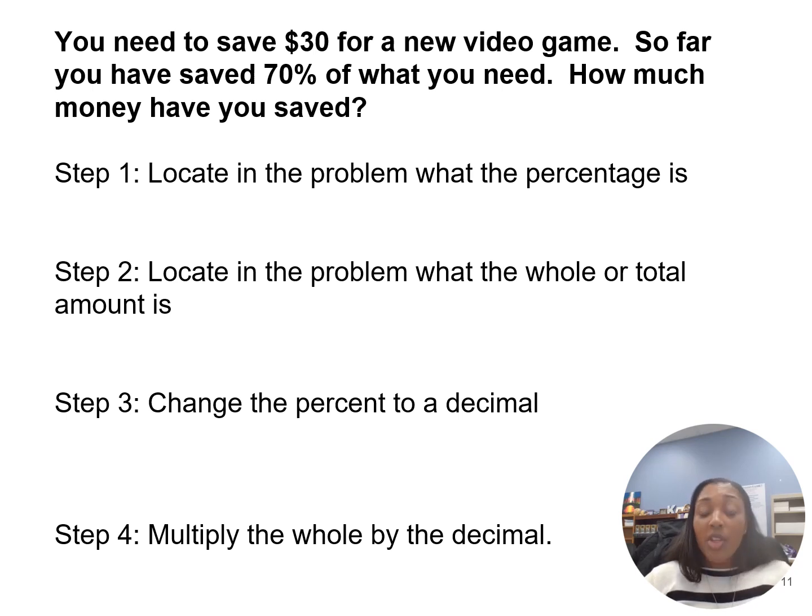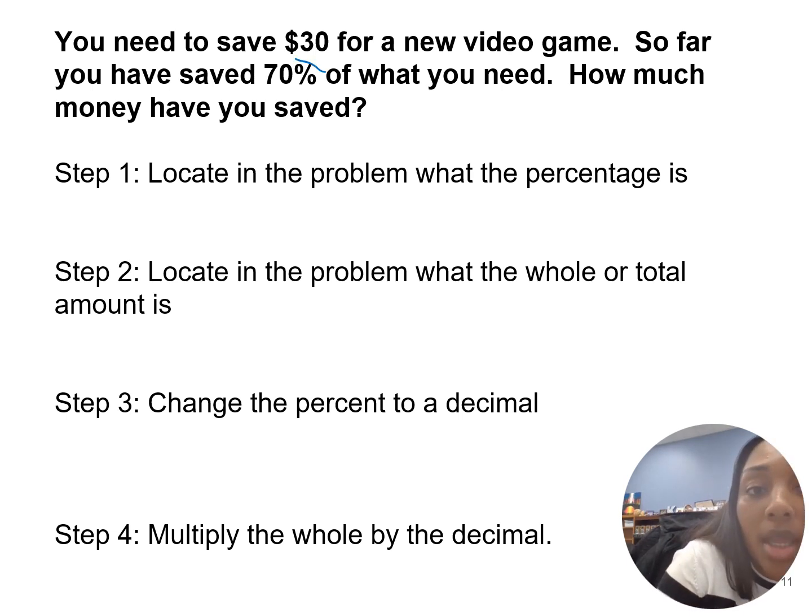All right, so hopefully you had time to work on that problem. So let's do it together so you can check your work. So you need to save $30 for a new video game. So far, you saved 70% of what you need. How much money have you saved? So you need $30 to get the video game that you want. You're saving money. You've already saved 70% of the money that you need. So 100% would mean that you have all $30. You don't have all $30 yet, but you got 70%. The question is, how much money is that?